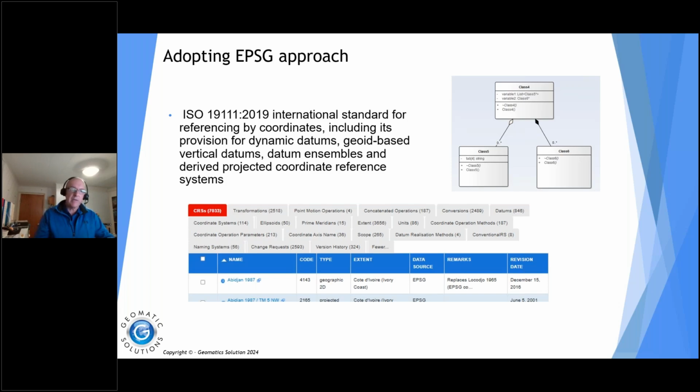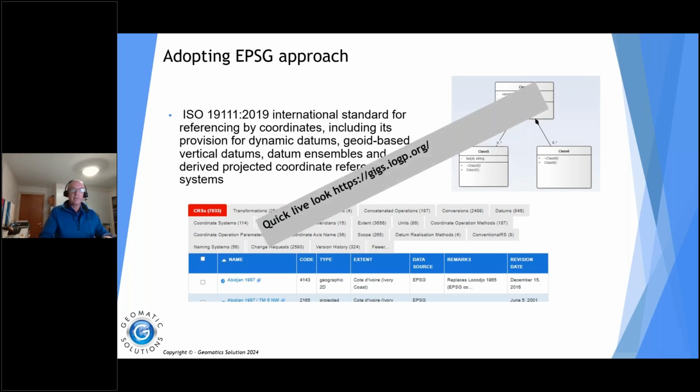The picture at the bottom is taken from the EPSG registry, and it shows all these tabs where you can see the individual parts. So the EPSG registry bases its data model on the ISO standard, and anytime we look into data, we can see that data. I was thinking I should quickly jump over to that website and have a look. Oh, it says SIGGMA.